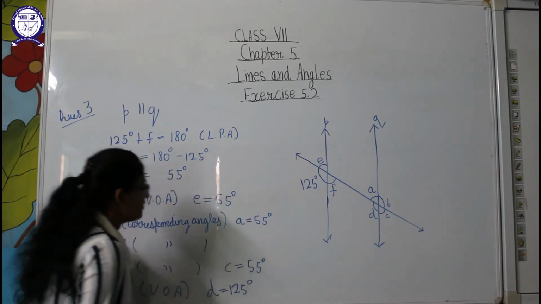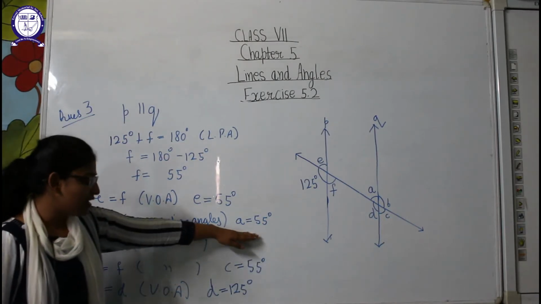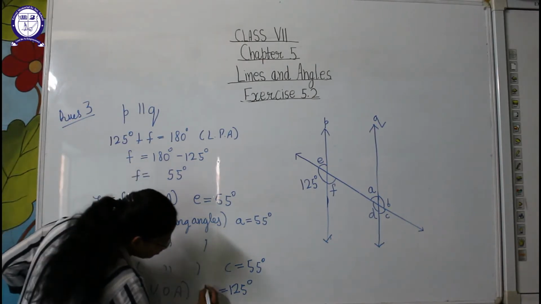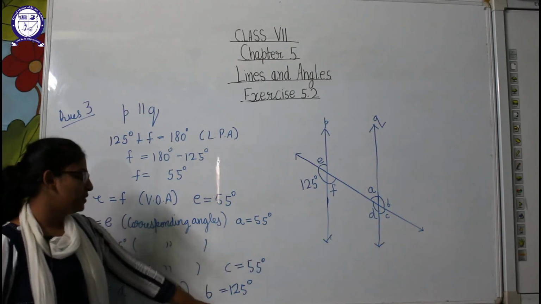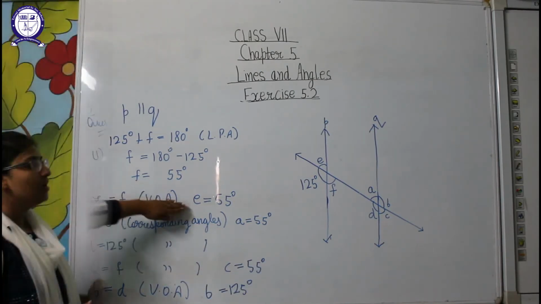Like this we find the value of all the unknown angles. Here is the value of A. Sorry, we have to tell the value of B. So this is the value of B. This is A, this is B, C, D and E, F.